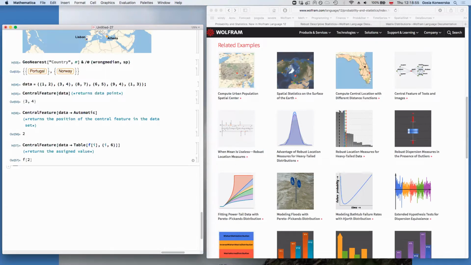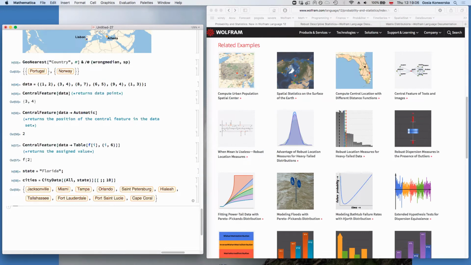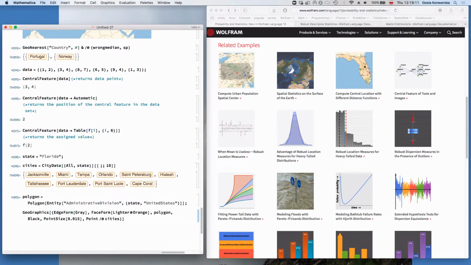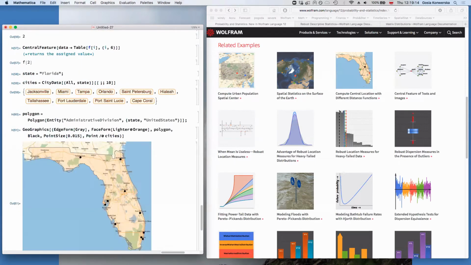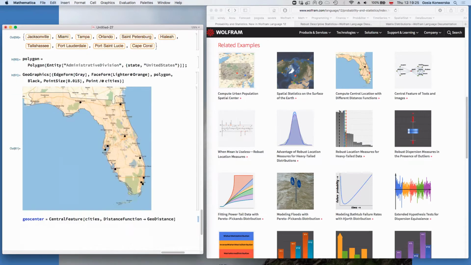So for some application, let's look at another state, Florida, for a change. I'll look for the 10 largest cities in the state of Florida. This definition of polygon is just to make our geographics nicer and plot the state. So these are the cities. So what is the central city among these 10 cities? So this is a question exactly for a central feature. And here we want to know this kind of a geocenter, so we use the geodistance.